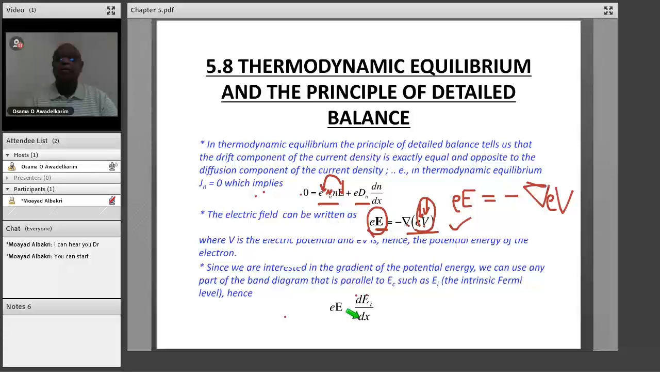Now, this minus sign is no longer there, because the electron charge is negative, and so if I drop the sign of the charge, then the equation simply becomes small e times capital E equals the derivative of the intrinsic Fermi level with respect to x. So I'm going to take this and put it back in this equilibrium equation up here. So instead of small e times capital E, I'll put dEi/dx.